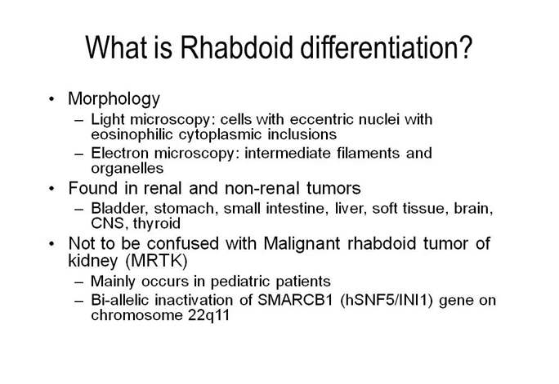And rhabdoid differentiation is found not only in renal tumors but also in non-renal tumors such as bladder, stomach, and other organs. And a word of caution here, it should not be confused with the MRTK, malignant rhabdoid tumor of kidney, which is a separate entity which mainly occurs in pediatric patients and has a well-known pathogenic alteration, which is biallelic inactivation of the INI1 gene.